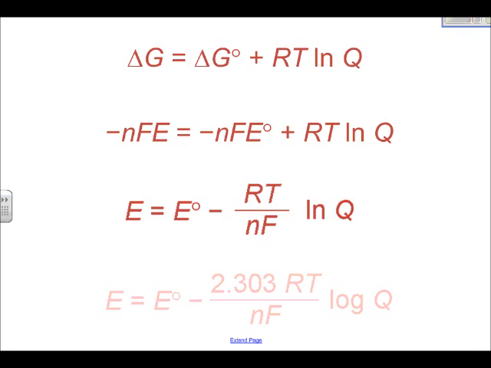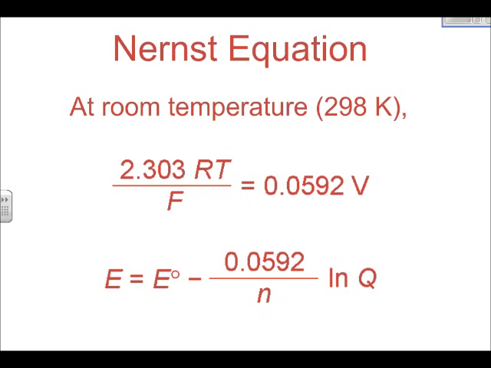And finally, a little bit more math with this, trying to boil this down to a more manageable formula. If we work in terms of log base 10 instead of natural log, we get this formula. If we're working at room temperature, 298 Kelvin, then that whole thing is going to boil down for us. So that 2.303 RT over F boils down to this.